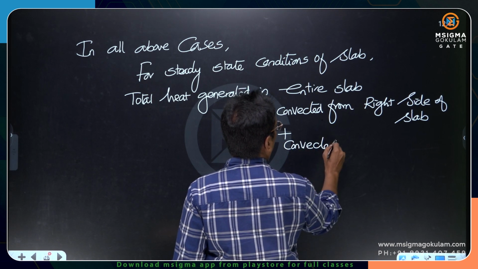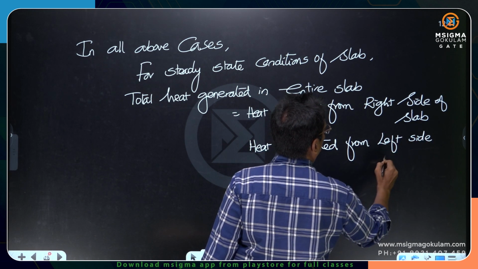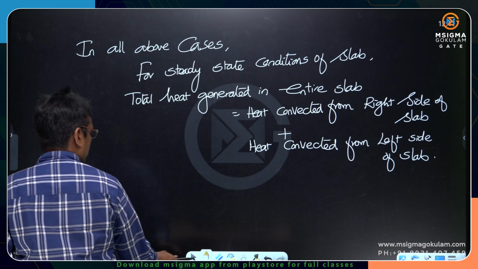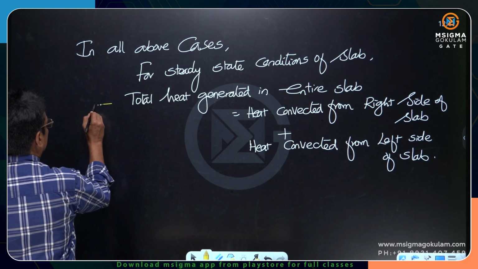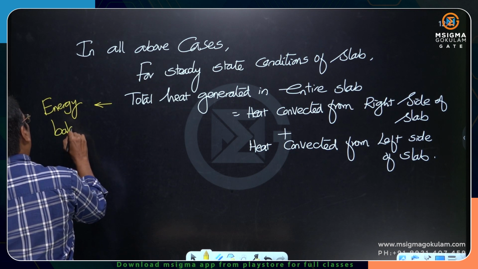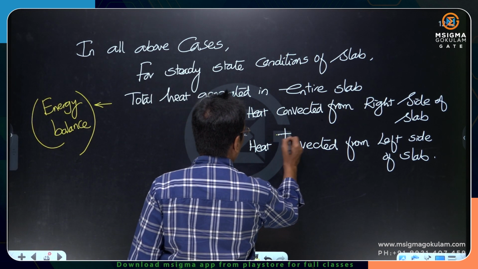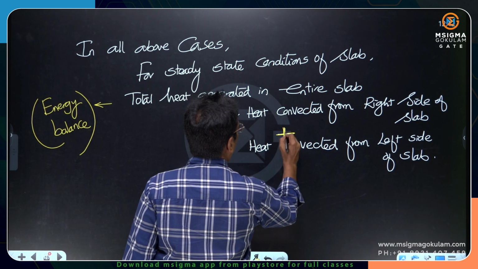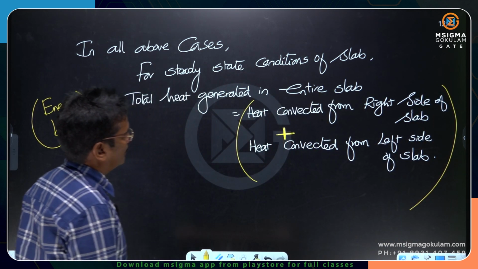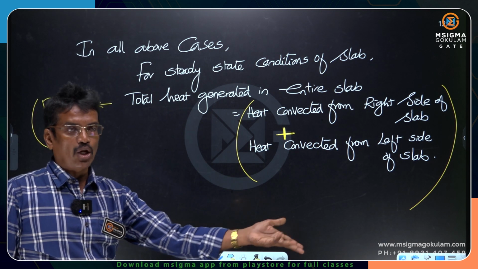Heat convected from the left side of the slab. This is the energy balance. This equation only is called the energy balance for steady state: heat convected from the right side of the slab plus heat convected from the left side of the slab. In case one side of the slab is insulated, on that side there is no heat convected at all.